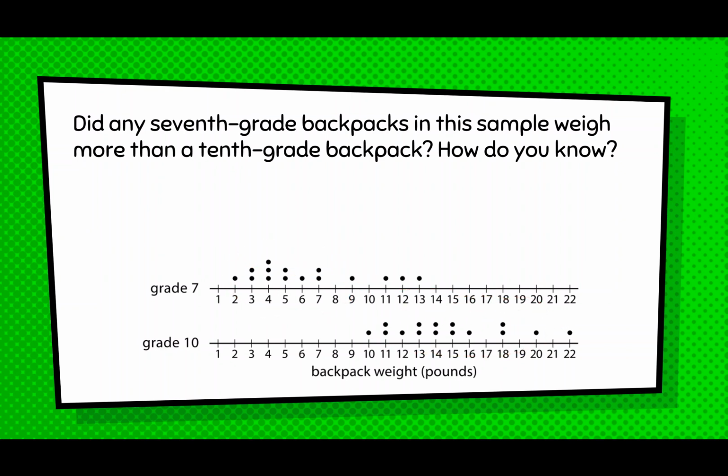But we can also see that there's a few 7th grade backpacks that weighed more than at least a few of the 10th grade backpacks. So we can't say that every 10th grade backpack weighs more than every 7th grade backpack, but we can definitely say that the normal area for 10th grade backpacks is definitely greater than 7th grade.